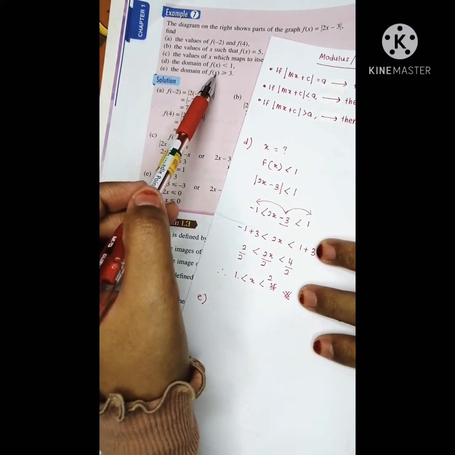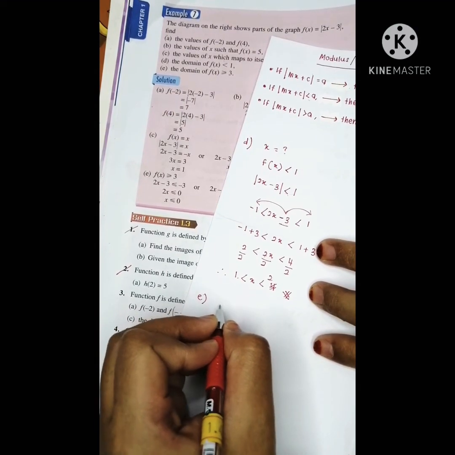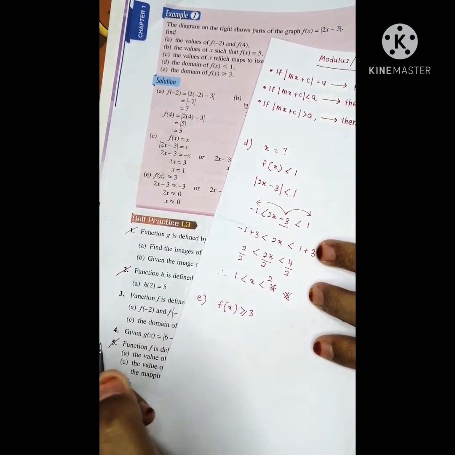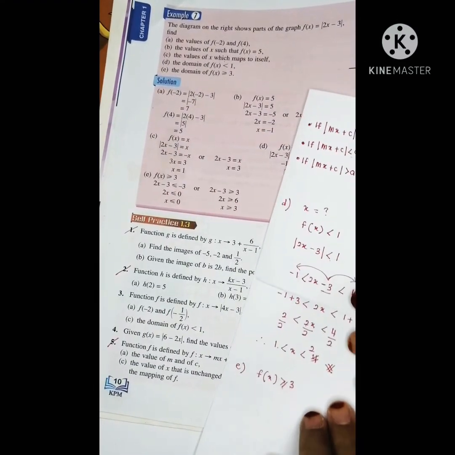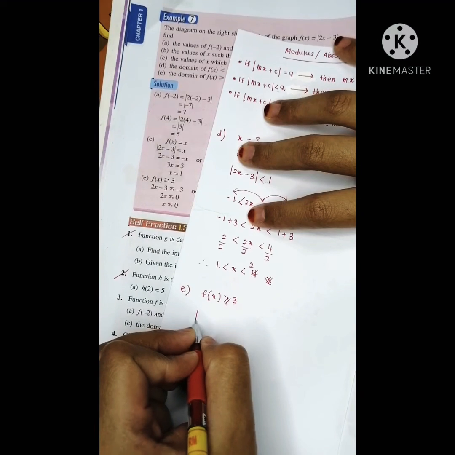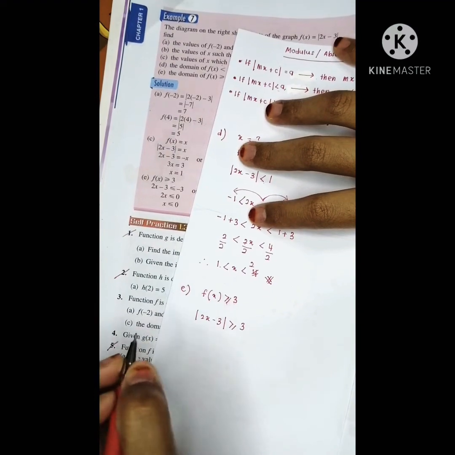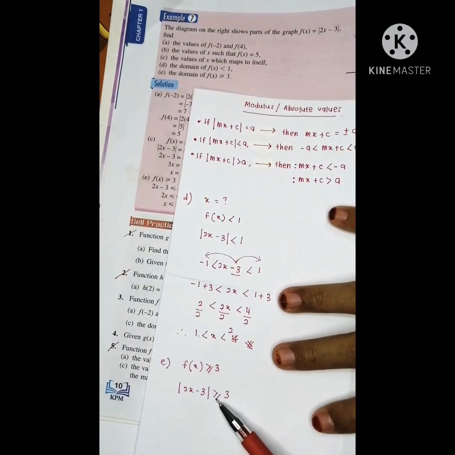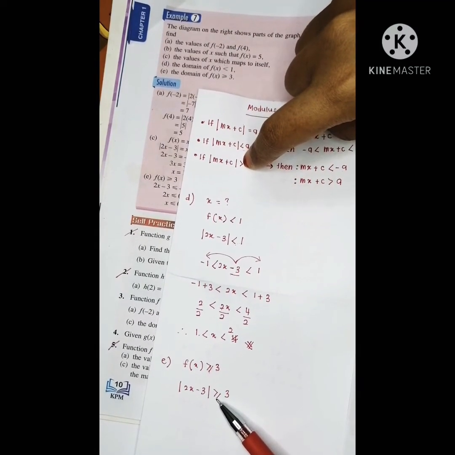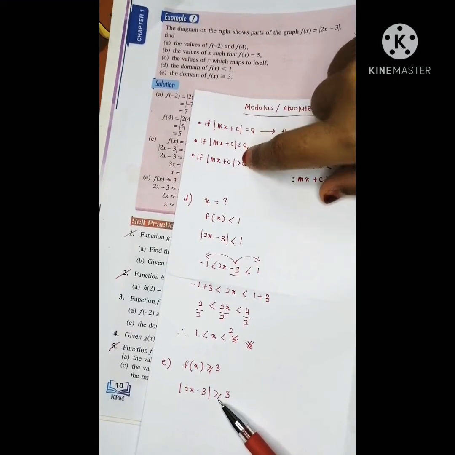For E, find the domain of fx. It still wants you to find the domain. Fx greater than or equal to 3. So fx, as usual, substitute with the function, which is modulus 2x minus 3 greater than or equal to 3. Now look at this one, greater than or equal to. Even though there is no equal to, this rule is applied for greater than or equal to also. It is the same thing actually.